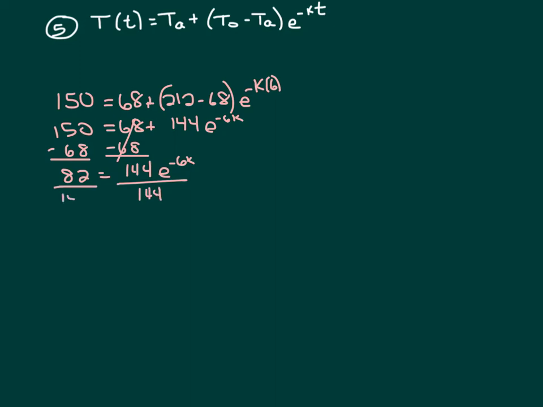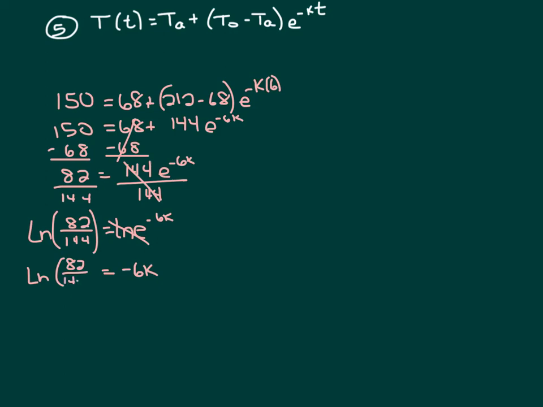Now, even though 82 over 144 simplifies, I'm going to leave it like that because we're going to plug it in our calculator anyway, so it's just kind of wasting a step to take the time to simplify it. All right, so this is what we're left with. Now, to get rid of an e, we need to put an ln in front of both sides of the equation. So when we do that, the ln of e leaves us with just negative 6k. And I'm going to just bring the left-hand side down as ln of 82 over 144 for now.